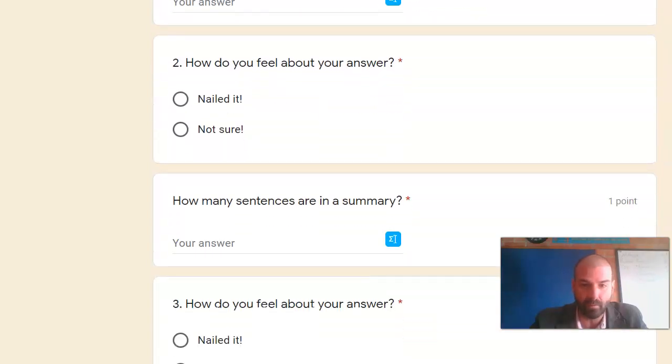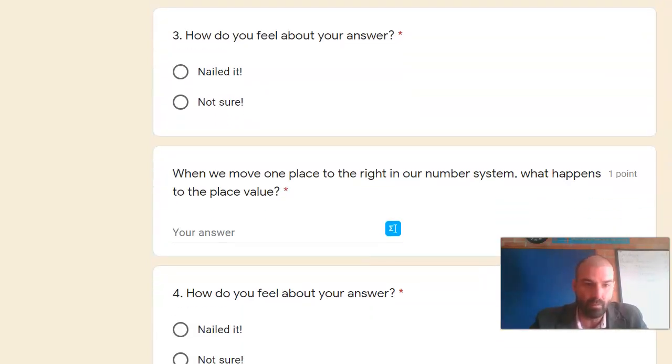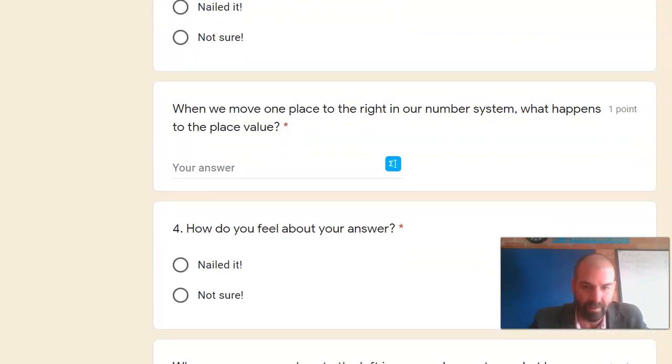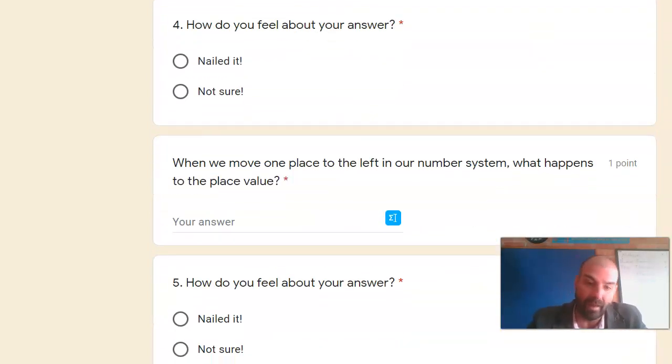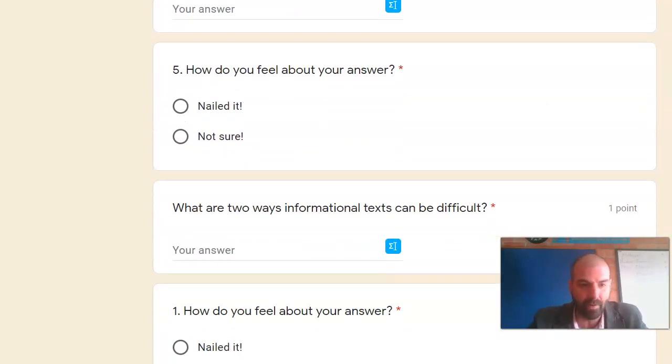How many sentences are in a summary? 4 to 6. When we move one place to the right in our number system, what happens to the place value? It decreases by a factor of 10. So it's like dividing by 10. When we go to the left, it's like multiplying by 10 or increasing by a factor of 10.